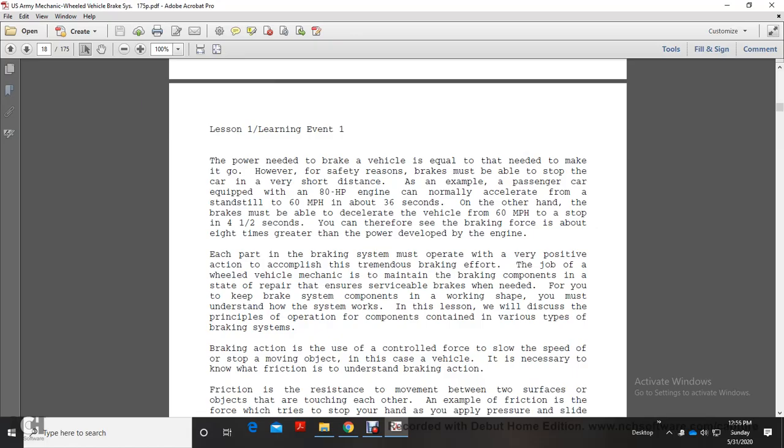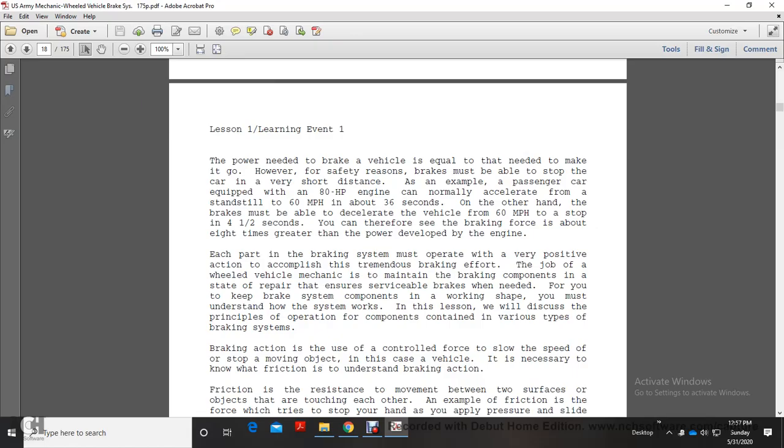You can therefore see the braking force is about 8 times greater than the power developed by the engine. Each part in the braking system must operate with a very positive action, accomplished with a tremendous braking effort. The job of the wheeled vehicle mechanic is to maintain the braking components in a state of repair that ensures that the vehicle will brake when needed.